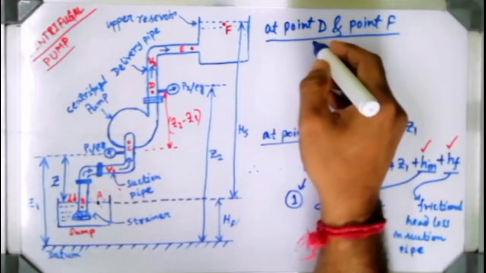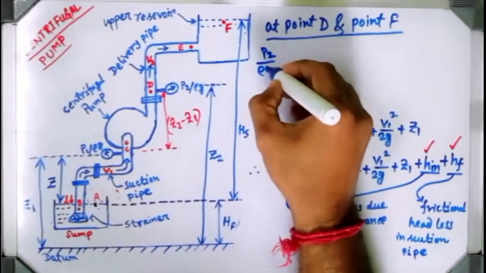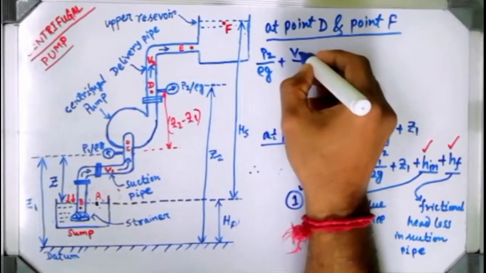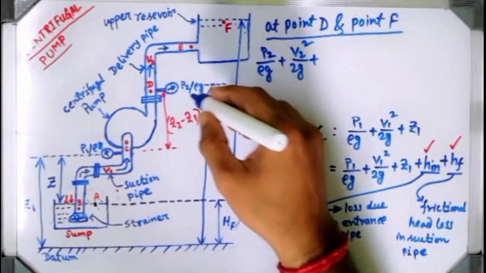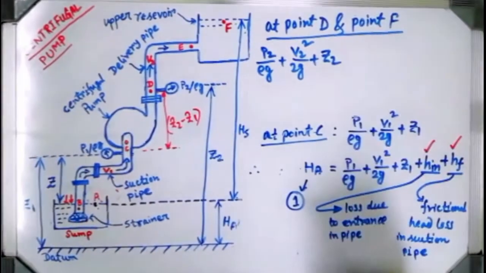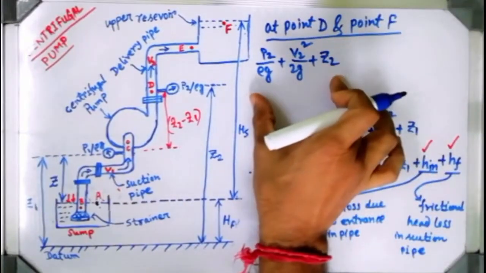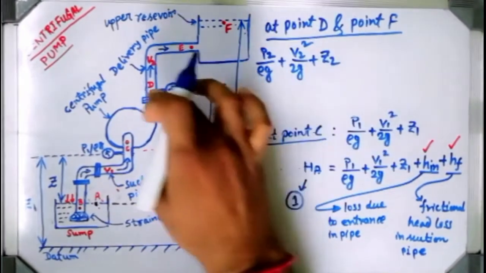At point D, what will be the total energy? I have already written it earlier: P2 by rho g plus V2 square by twice g, plus at point 2 the delivery elevation available, that is Z2. That is the expression for the total energy available at the delivery of the pump, point D.